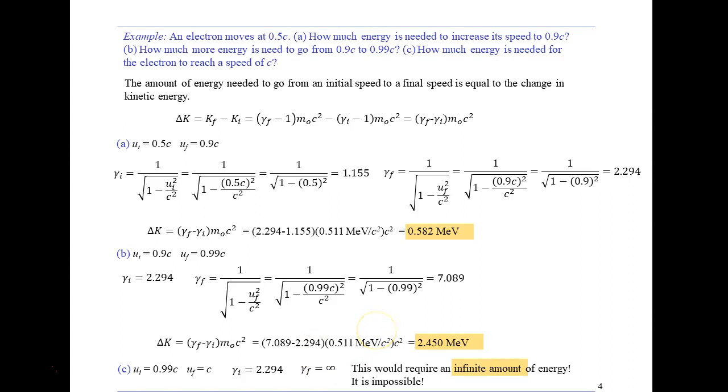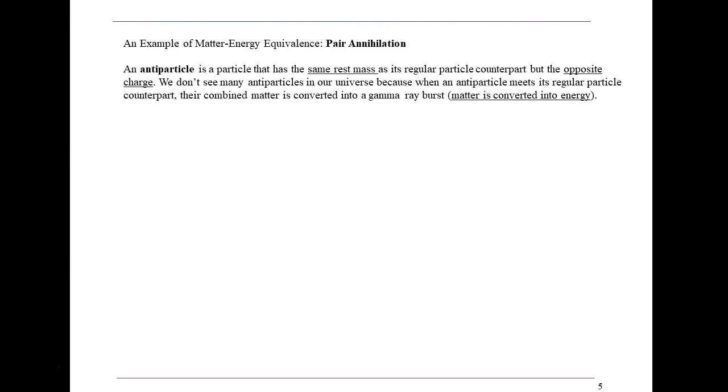That's a neat result. All right, there's one more example I want to look at, and this is something we haven't talked about yet. It's an example of what we call matter and energy equivalence. It has a cool name. It's called annihilation, and this actually does happen in our universe. So you may have heard of antimatter.